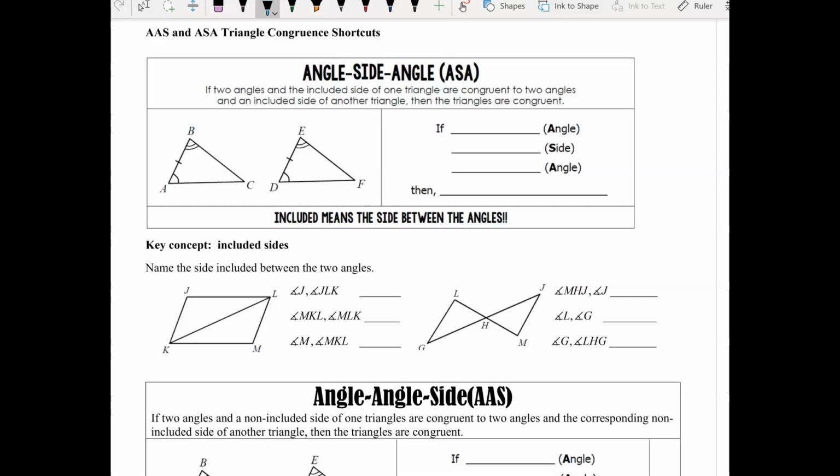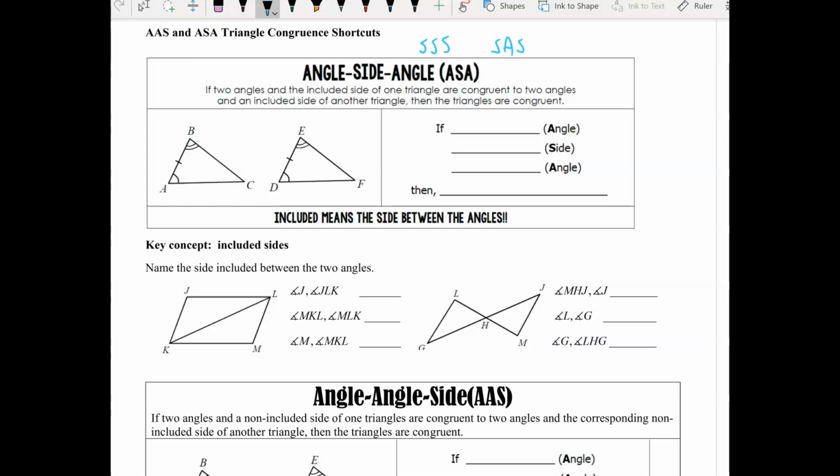Hello and welcome to a video on two more triangle congruence shortcuts. Now I say two more because you've already had two. At this point, you've already seen the side-side-side triangle congruence shortcut and the side-angle-side triangle congruence shortcut. Now we're going to see angle-side-angle and angle-angle-side.